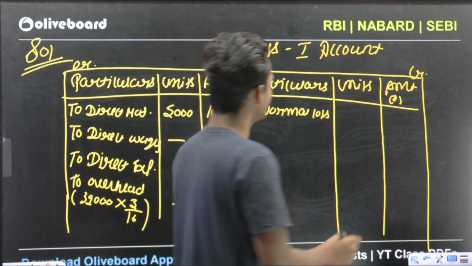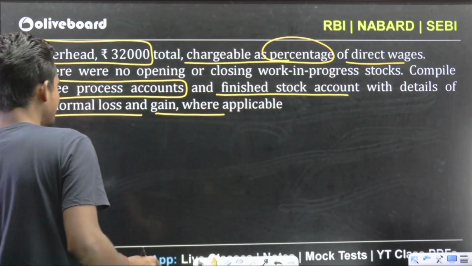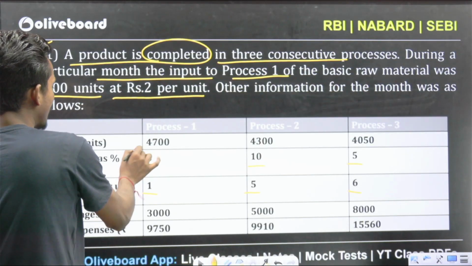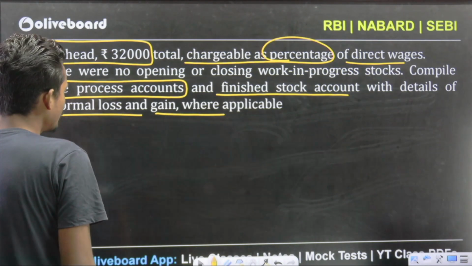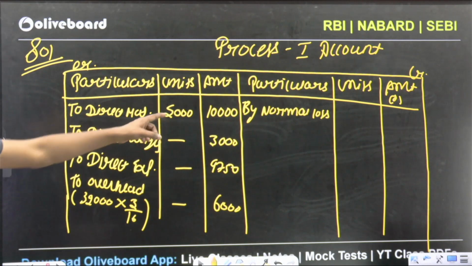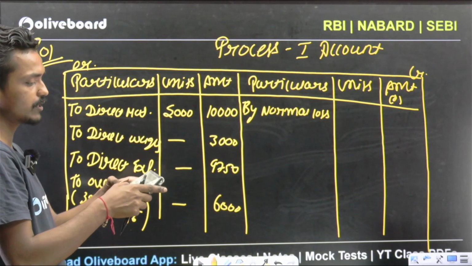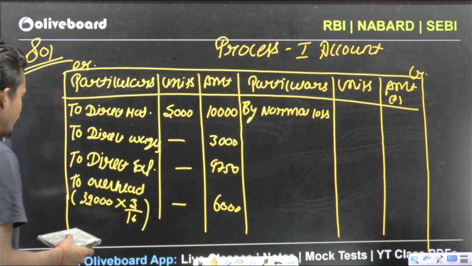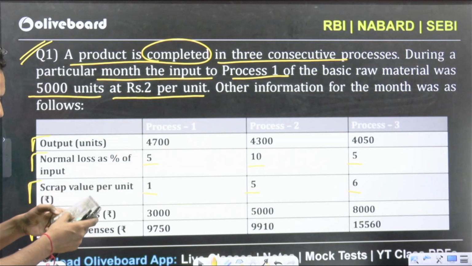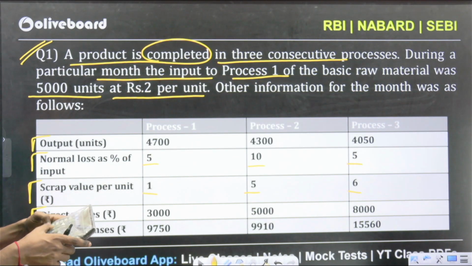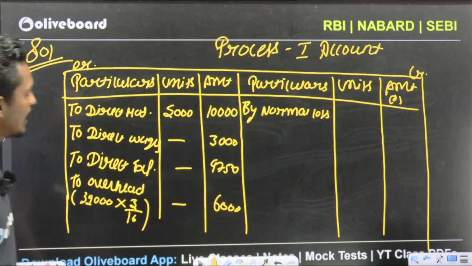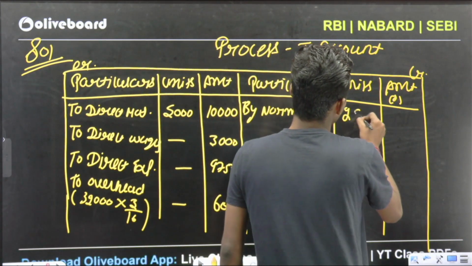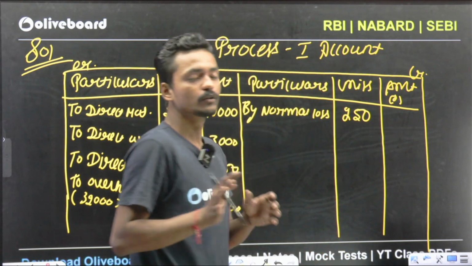So what is the normal loss unit? The question is saying that you have a normal loss of 5%, which is sellable at rupees 1 per unit. So out of the 5,000 units we have introduced, we have 5% as normal loss. So 5,000 multiplied by 5%, I have 250 units of normal loss.